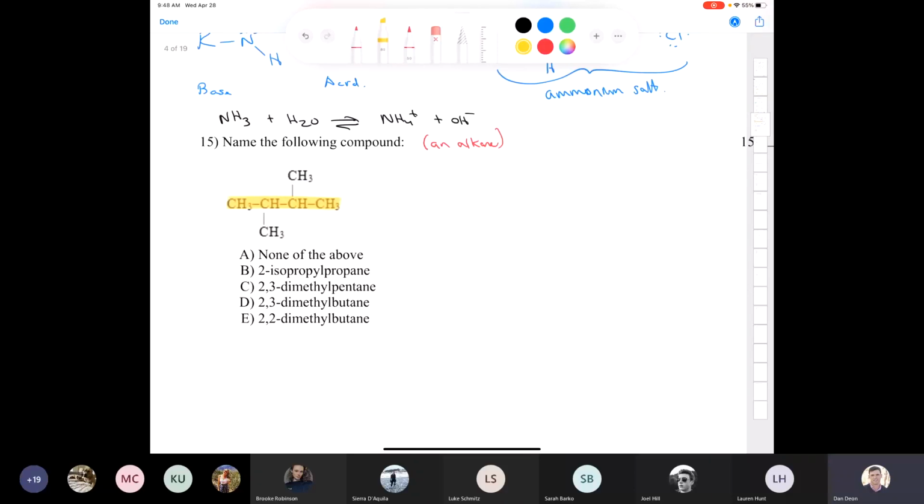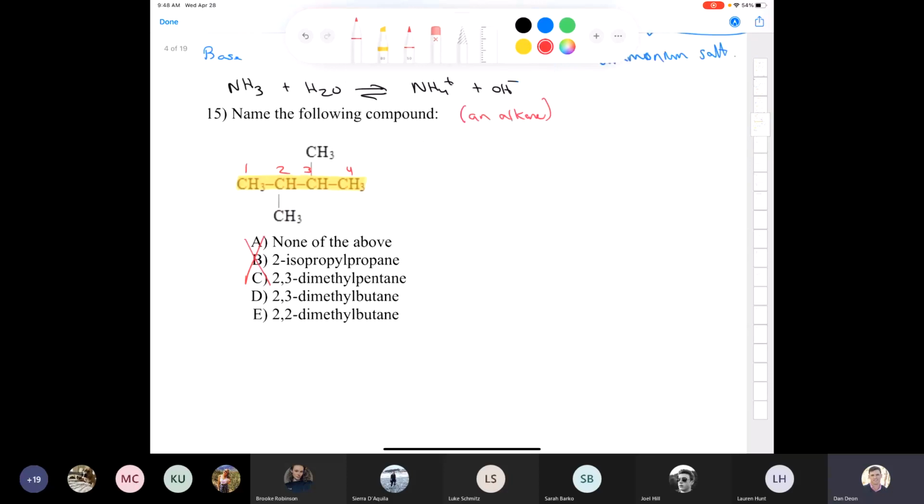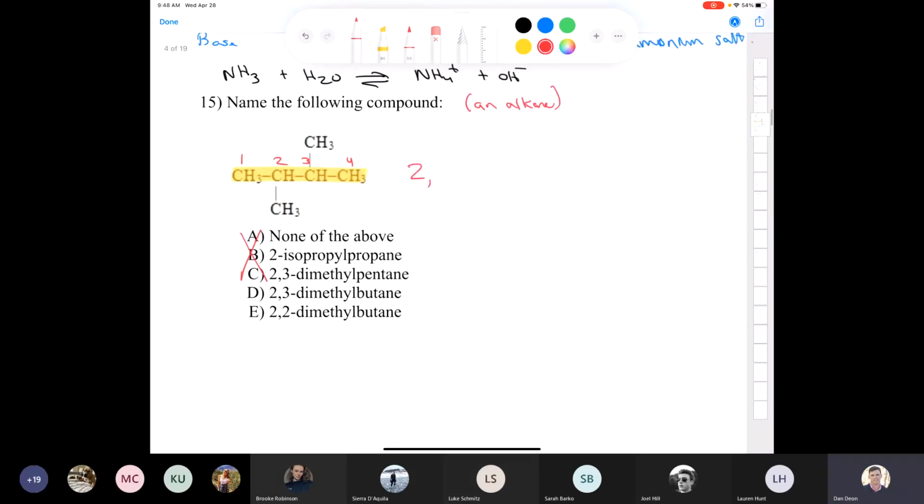Let's pick these 4. It doesn't matter if we put our number 1 here or here, we're going to end up with the same answer too. So I'll just number it like this: 1, 2, 3, 4. So our parent is butane, so it must be one of these answers here. It can't be A, B, or C. And then we have 2 methyl groups. We have a methyl group at carbon 2 and a methyl group at carbon 3. So this is 2,3-dimethylbutane.